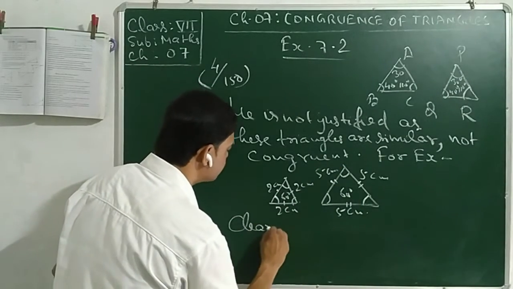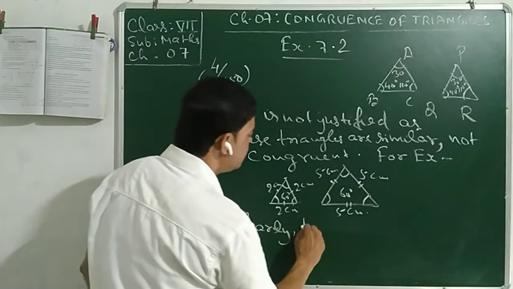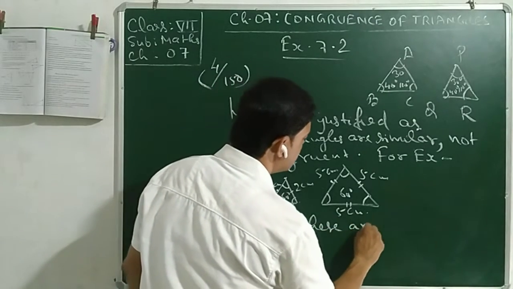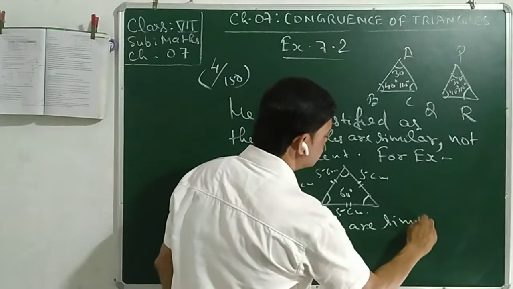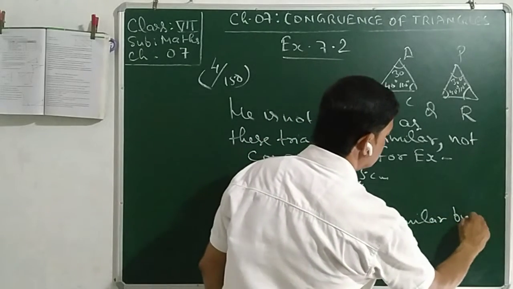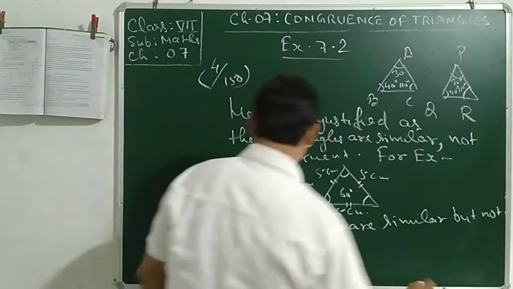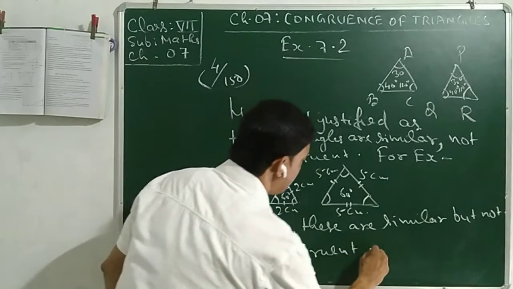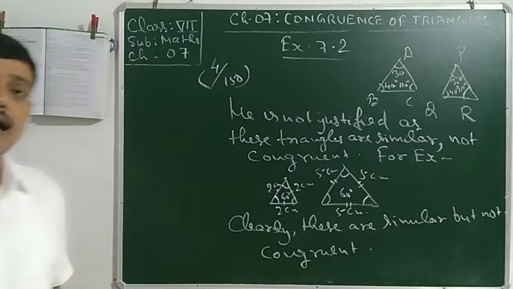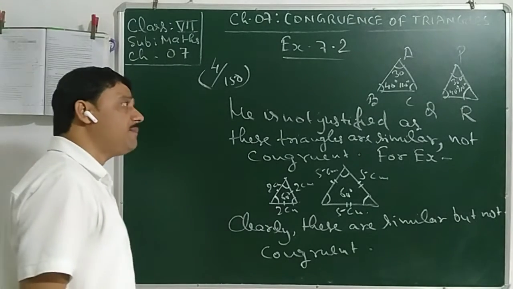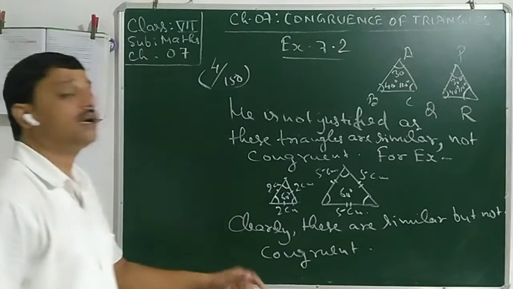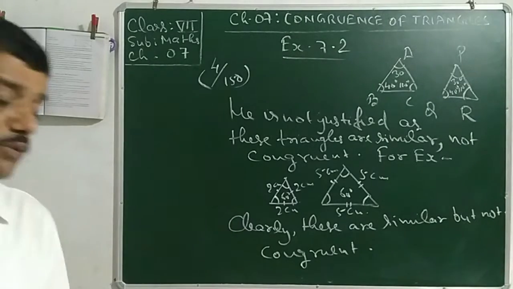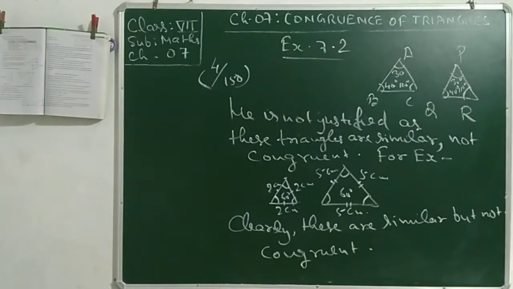Clearly these are similar but not congruent. I have shown with the example that triangles having the same angles are similar, not congruent. Come to the next sum, that is the 5th number sum.